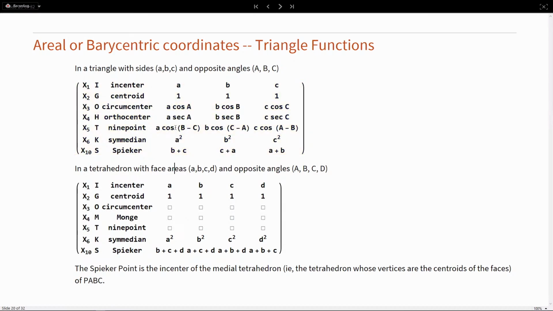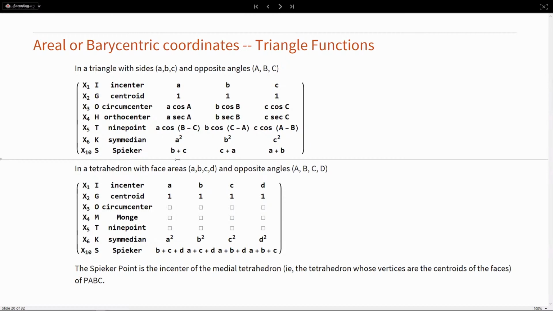The 9-point center is based on the differences of angles times the edge. The Symmedian is the edge squared. The Spieker center is the sum of the other 2 sides. So if you use these formulas, you can quickly build a whole bunch of triangle centers. And the Encyclopedia of Triangle Centers, with its 50,000 plus points, has a lot of these triangle formulas given.